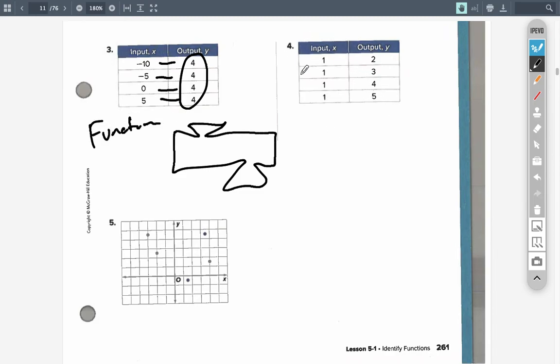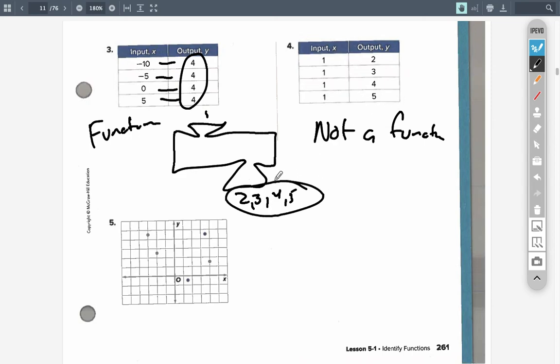Okay? Take a look at number 4. Now, if I put 1 into the factory, what am I getting? I'm getting a 2. Well, if I put this 1 in the factory, what else am I getting? Now I'm getting a 3. Now I'm getting a 4. Now I'm getting a 5. These guys are all the same input producing different outputs. So this one is not a function. Remember, one input can only produce one type of output. This one's kind of all over the place. It's producing a 2, a 3, a 4, and a 5.